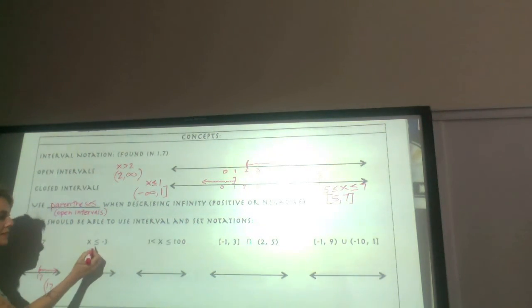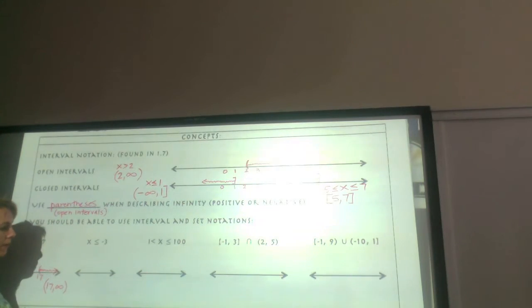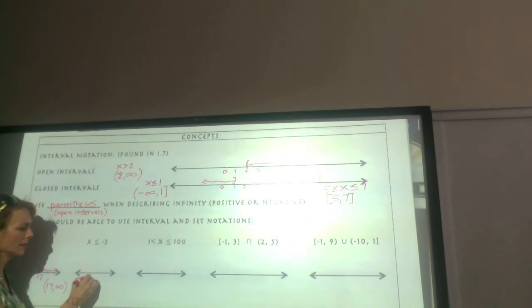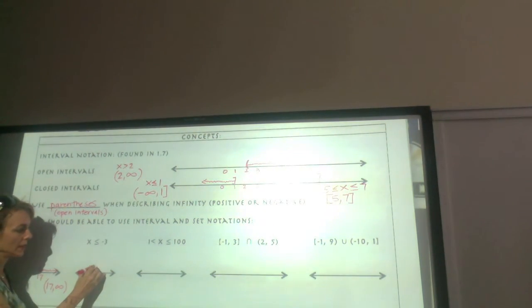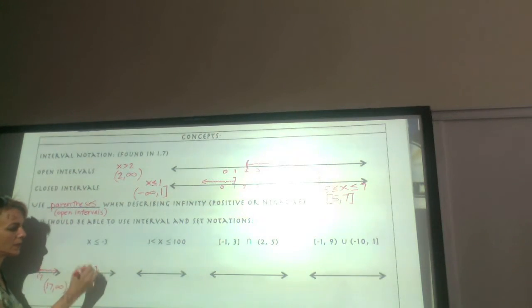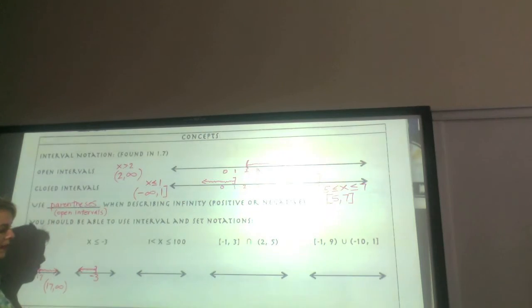X is less than or equal to -3. So if I put a -3 on the number line, I'm going to be going this direction from -3. Okay, and I am including it because it's got an equal sign here. So now we're going to move all the way down to the left, arrow that out.